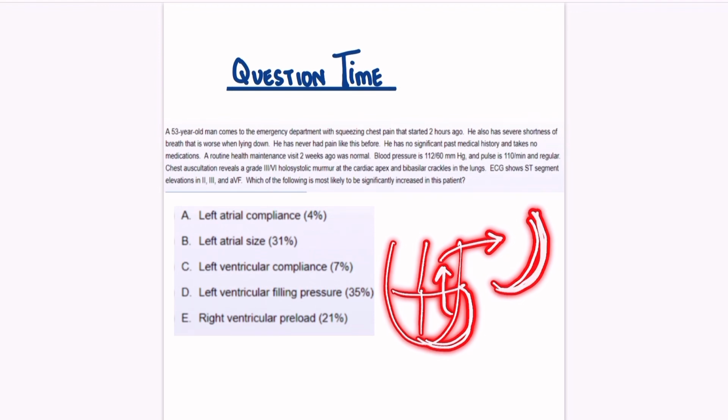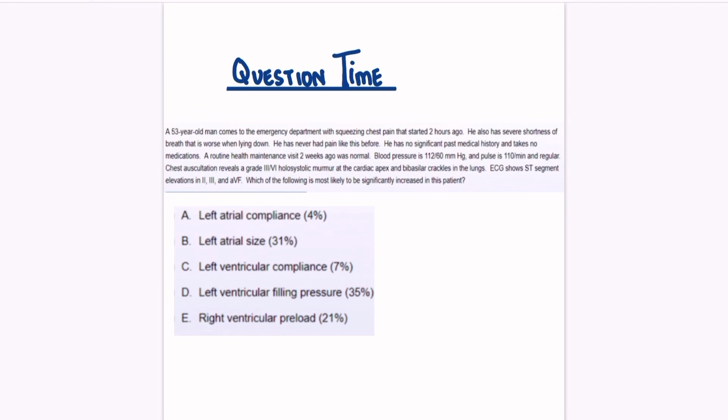So that's why this answer seems the most correct, and 35% of people have chosen this as well. So left ventricular filling pressure will be increased in a case of acute mitral regurgitation. You'll get questions like this, and if your concept is clear, you'll be able to answer such questions. A lot of people, if you look at this, have answered left atrial size, which also increases, but it will only increase in a chronic setting and not in an acute setting. So have your concepts clear like this, and only then will you be able to have a correct answer.